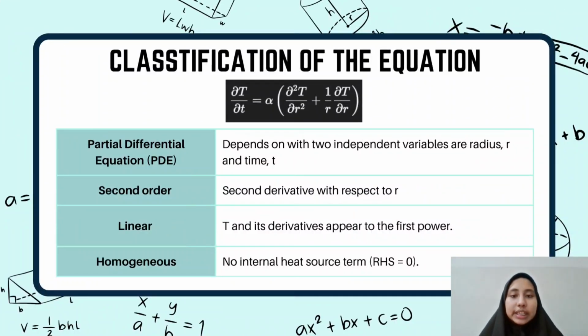So next is the classification of this equation. The equation is a partial differential equation, PDE, because it depends on two independent variables, radius and time. The order is second order because of the second derivative with respect to r. The equation is also linear because the temperature and its derivatives appear to the first power. And the equation is also homogeneous because with no internal heat source term, the right hand side becomes equal to 0.